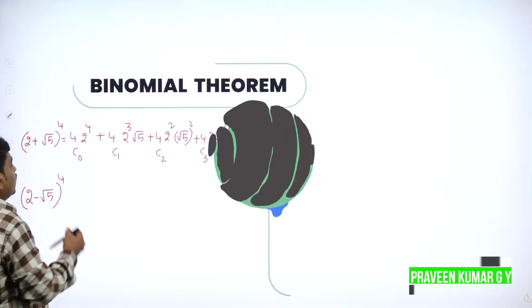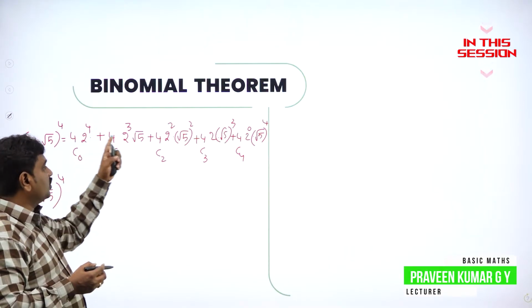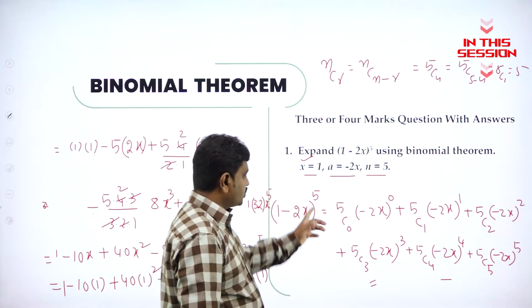And second term root 5. Root 5 start with power 0. Root 5 power 0, root 5 power 1. Root 5 power 0 is 1. So use the binomial theorem. (1 minus 2x) power 5.